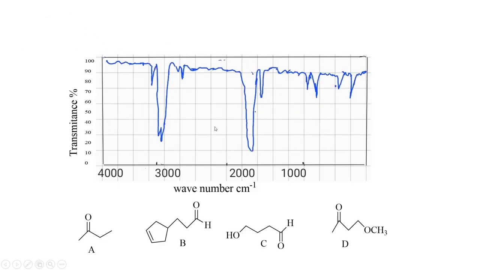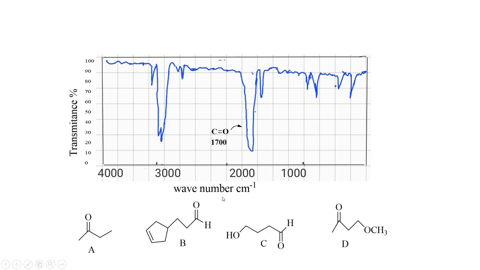Then see this IR spectrum. Which of the following compounds A, B, C and D best suits this IR spectrum? A is a ketone, B is an aldehyde, C is also an aldehyde, a hydroxyaldehyde, and D is a ketone. Which of these compounds best suits this IR spectrum?